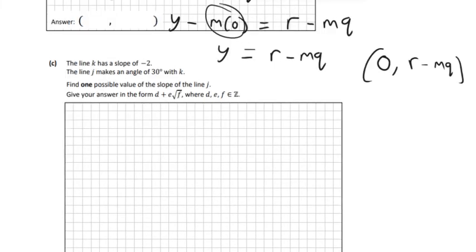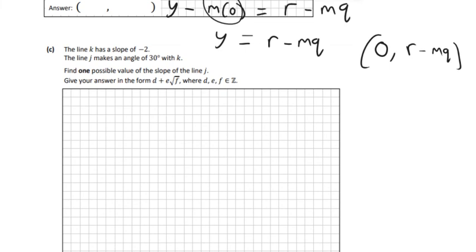So for part C then, the line K has a slope of -2, and then the line J makes an angle. So you can see straight away it's going to be this formula, the tan theta formula in your log table. So tan of theta, whatever the angle is, equals, and it's to do with the slope, so m1 minus m2 over 1 plus m1 m2.